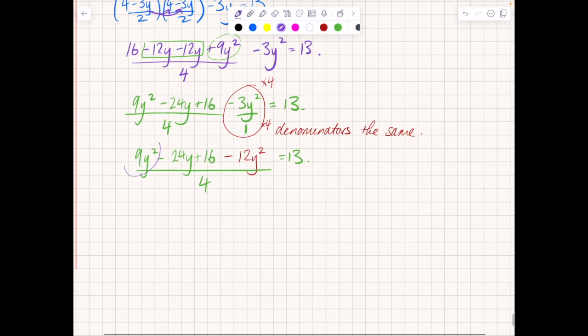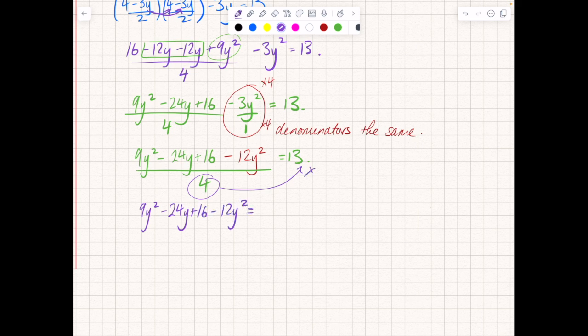So from here, what I'm now going to do is take this 4, take it over there and multiply it. So 9y squared minus 24y plus 16 minus 12y squared is equal to 13 times 4. Well, 13 times 2 is 26, and then double that, which would be 52. Collect our like terms now. 9y squared minus 12y squared is negative 3y squared, minus 24y plus 16 equals 52.